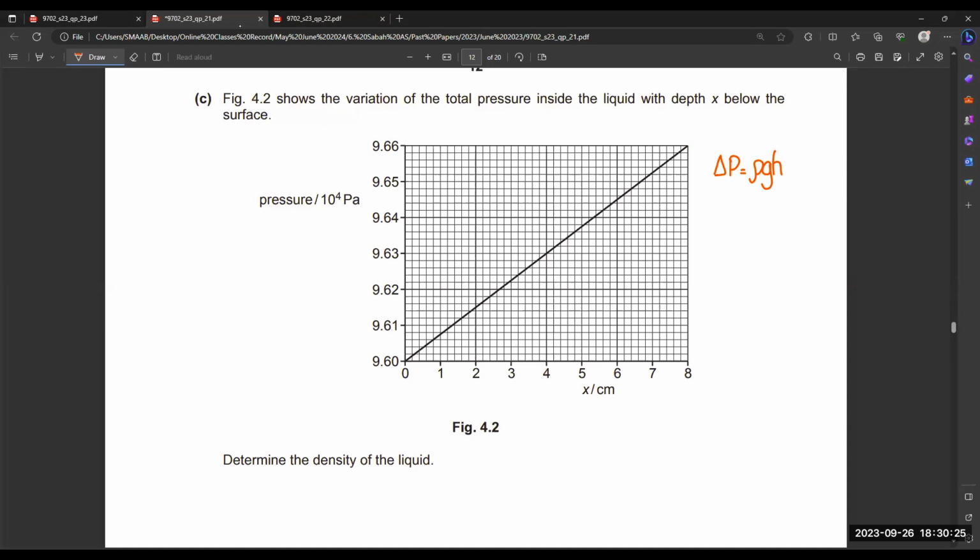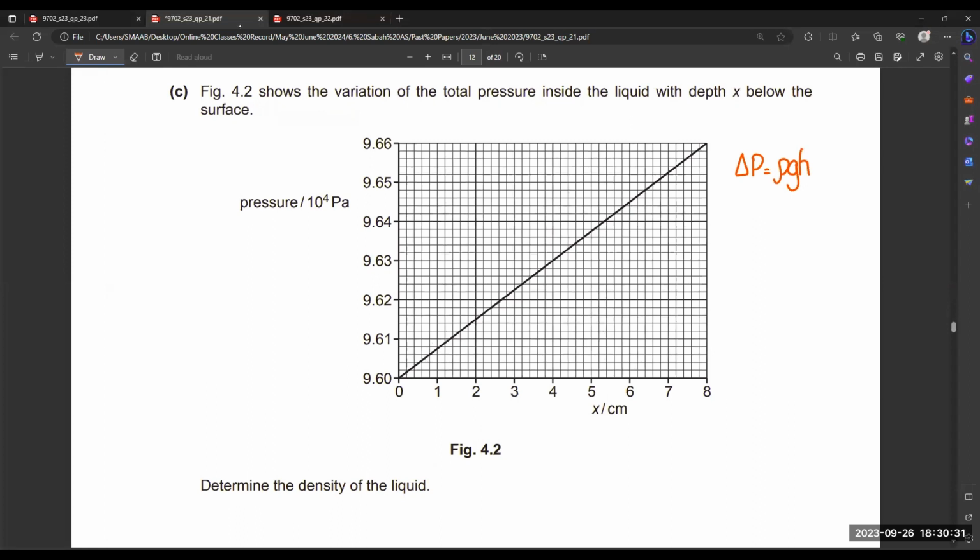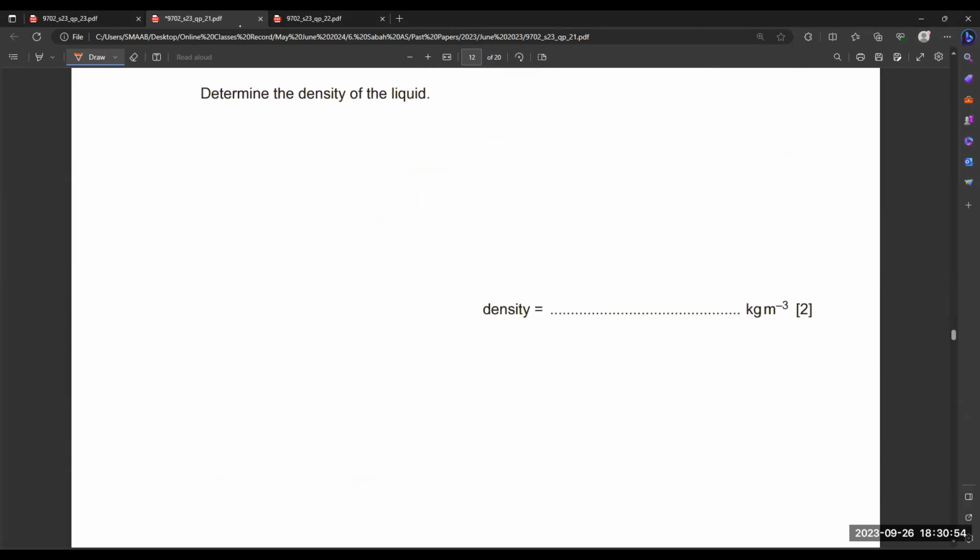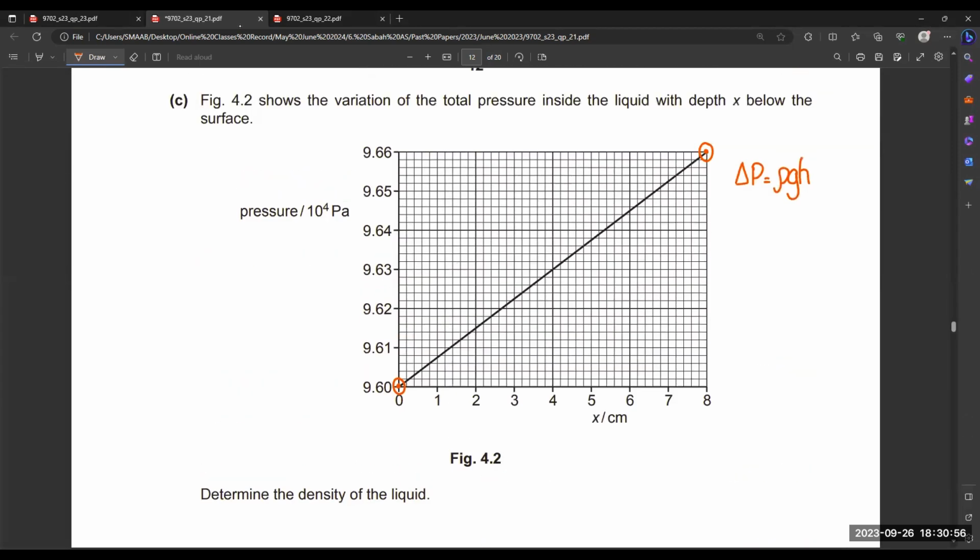So the pressure 9.66 minus 9.6, then you multiply that by 10 to the power 4. It's going to be equal to rho multiplied by 9.81, which is the gravitational field acceleration, and you multiply it by 8. But not just 8, you're going to multiply it by 8 times 10 to the power of negative 2, because in the graph they gave you centimeters, right? But you need to make it into the SI unit, which is meters. So you multiply it by 10 to the power of negative 2. Then to finish, you can divide by 8.0 times 10 to the power of negative 2 multiplied by 9.81 to get rho.